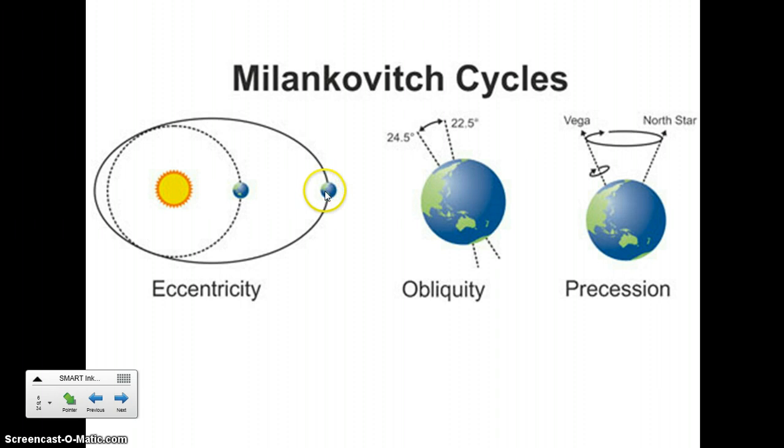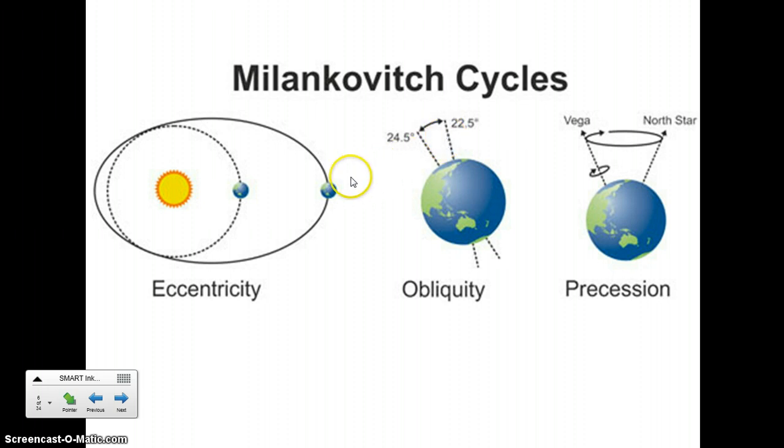Okay, and so it would be getting less intense sunlight if it's further, obviously. And also the angle of the Earth can shift. We're at about, I believe, 23.5 degrees right now. But it has a range, becoming more or less angled towards the Sun.